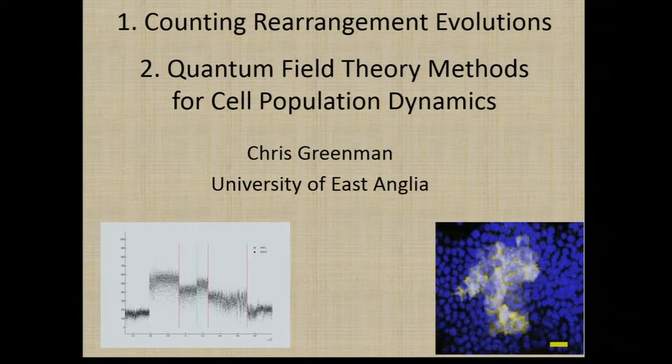I did say in the abstract I was going to talk mainly about counting rearrangement evolutions, but I thought I'd split the talk into two parts. For the first part, I'm going to talk about the space of rearrangements that we get. We've seen some talks of trying to get from one copy number configuration to another, for example. But we've also seen some discussion on population dynamics.